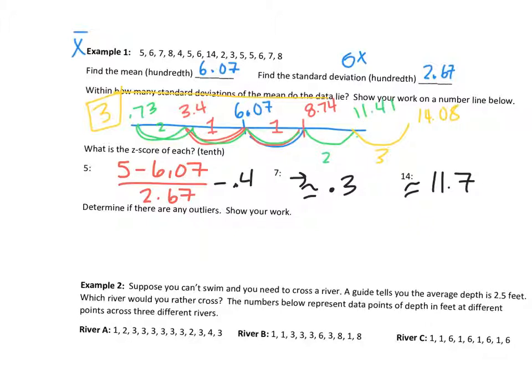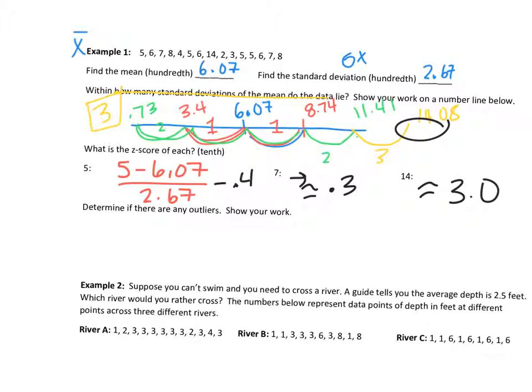This one doesn't seem right. It doesn't seem right that I'd be 11 standard deviations away. So I made a common mistake on my calculator. I'm going to make sure to put 14 minus 6.07 in parentheses and then divide it. So this is 2.97, which is about 3.0 if I round. So about 3 standard deviations away, which made sense right here.